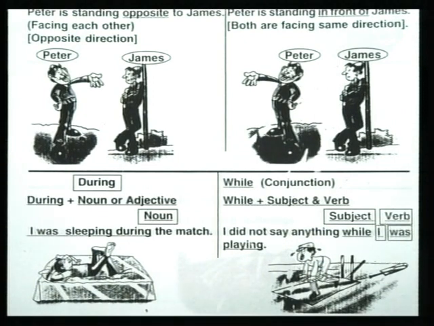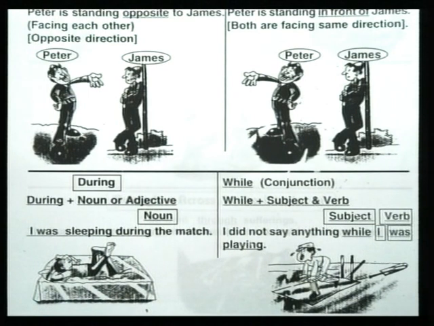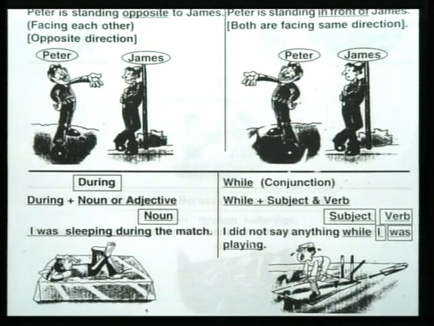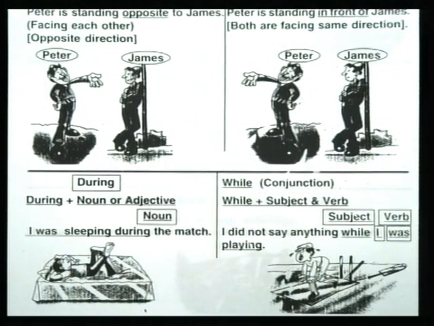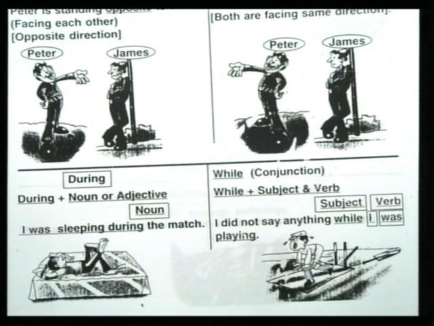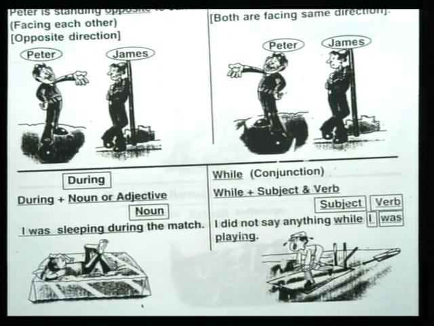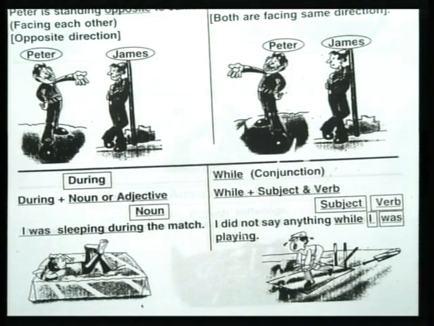Now, during. During is added with a noun or an adjective. I was sleeping. When? During the match. So I don't know the score. So I was sleeping during the match. Now next is a conjunction. It is while. It is used with a subject and a verb. I did not say anything while I was playing.